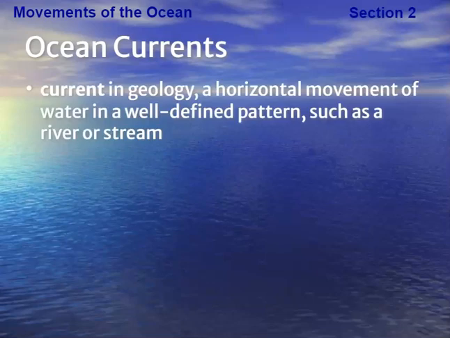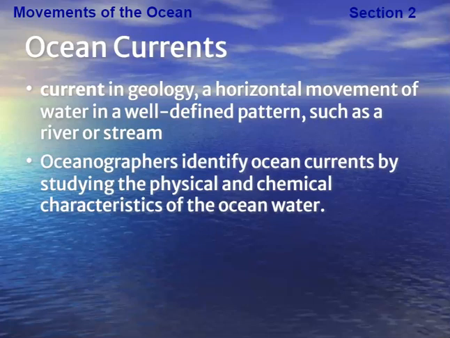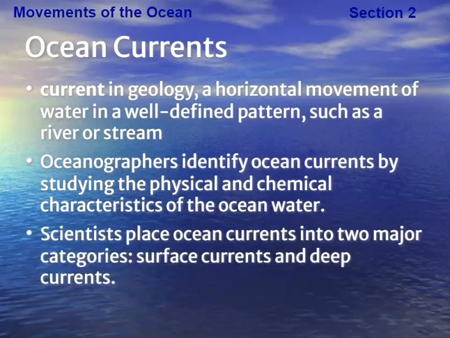All right, so what is an ocean current? In geology, a current is a horizontal movement of water in a well-defined pattern, such as a river or a stream. Oceanographers identify ocean currents by studying the physical and chemical characteristics of the ocean water. We place ocean currents into two major categories: surface currents and deep currents.